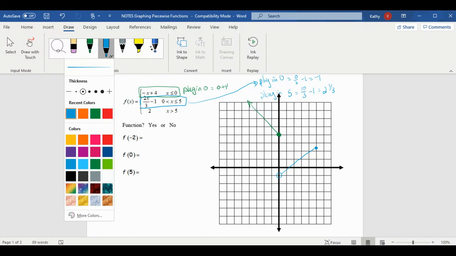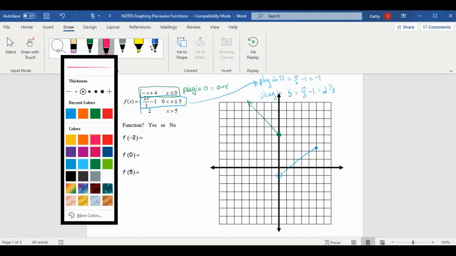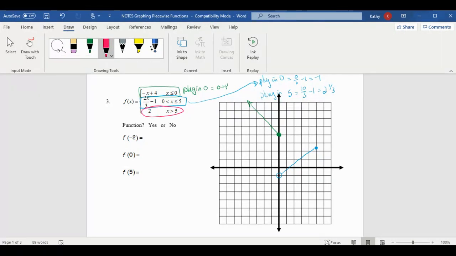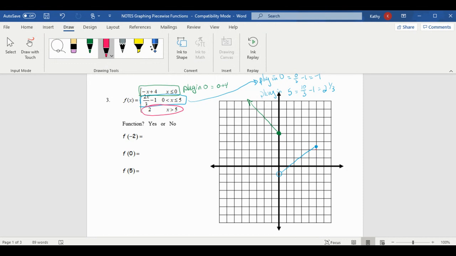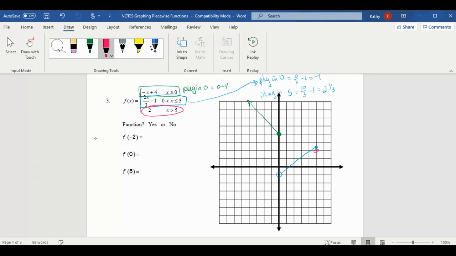For the next one, 2 when x is just greater than 5. Well, 2 is a horizontal line. 2 is here, but at 2, it's not included and just goes to the right. So we have that horizontal piece going all the way out to infinity. Is this a function? Yes, this is a function, right? If we go vertical line test, our closed circles are over or above an open circle, and that's good.